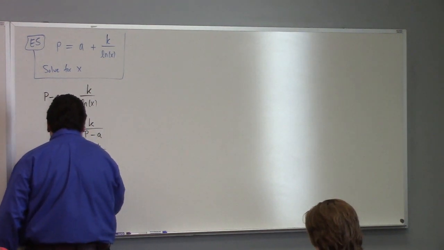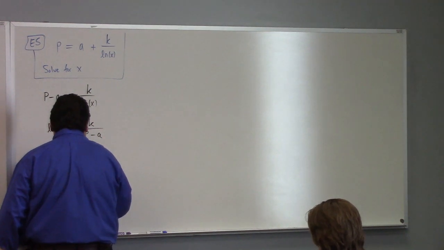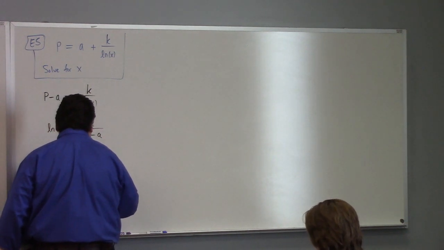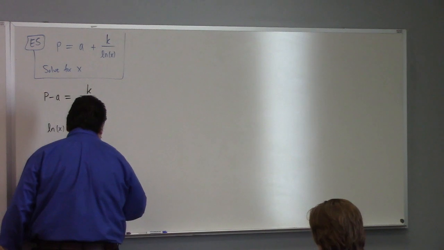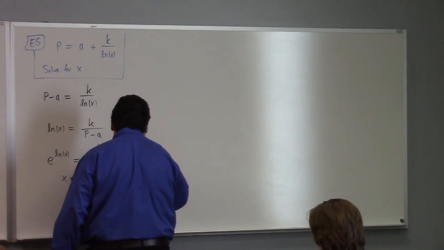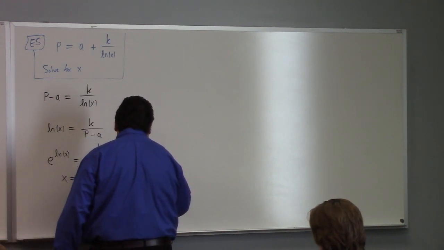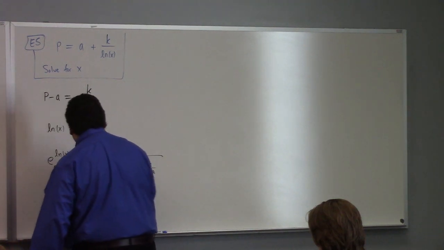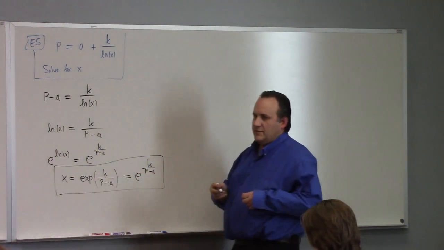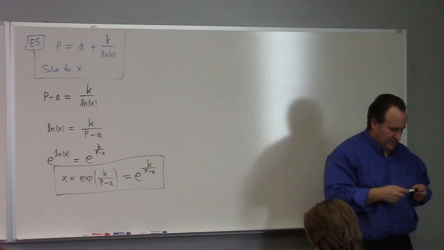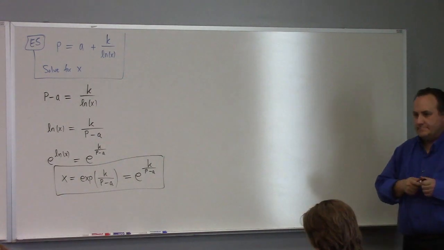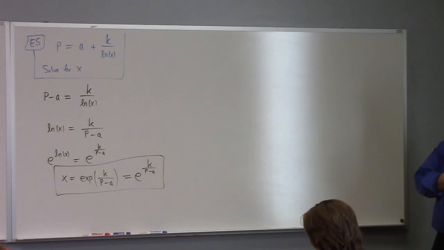So x is equal to, if you like, we could use the exponential notation, exponential of k divided by p minus a. Or if you prefer, e to the k over p minus a. However you want to use, whatever notation you like more. I personally like the exp notation sometimes, but whatever. Any questions?